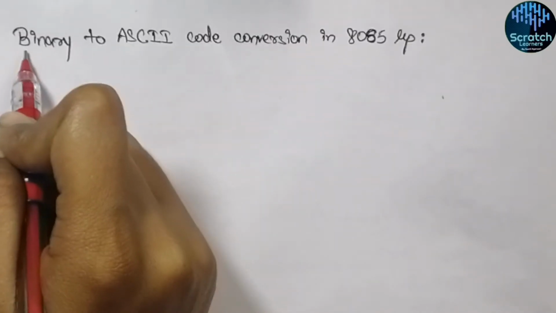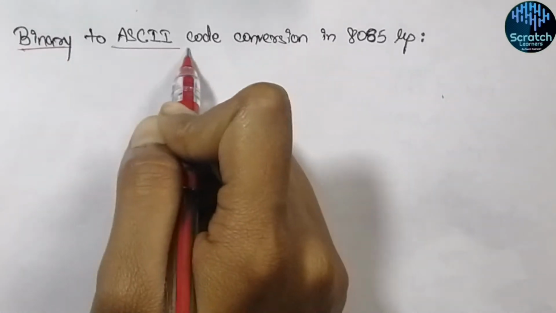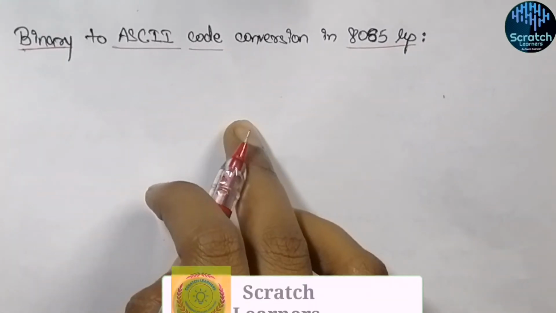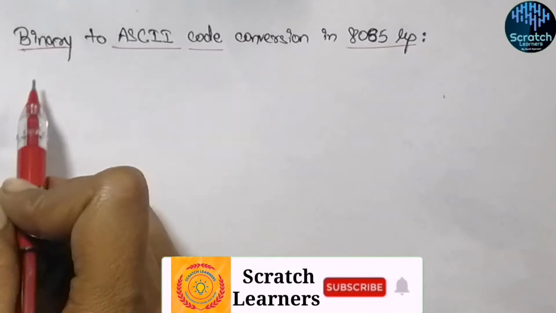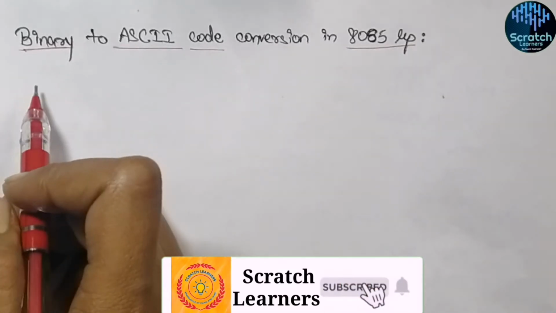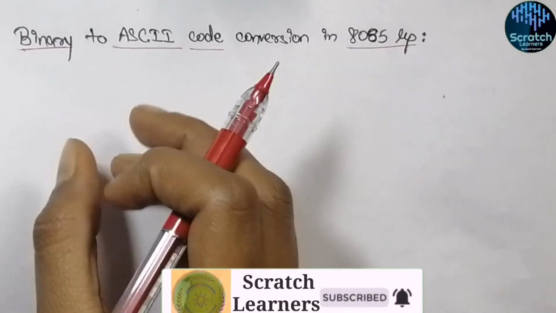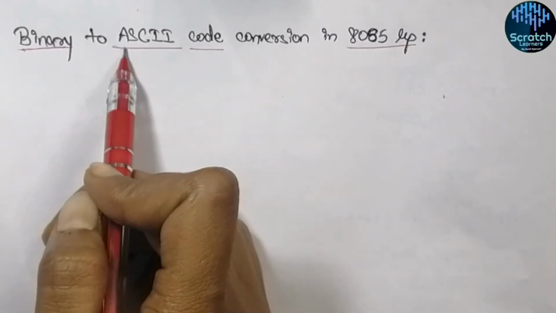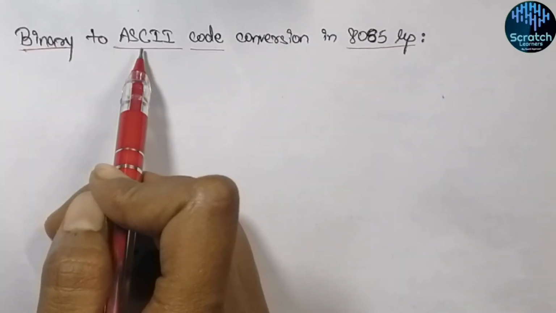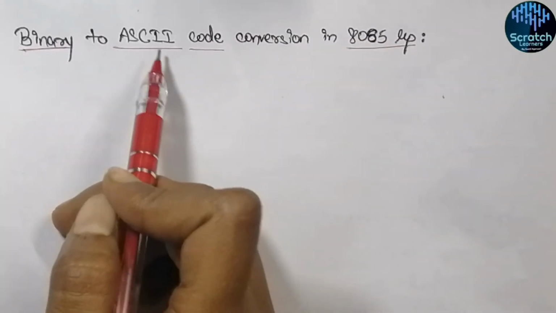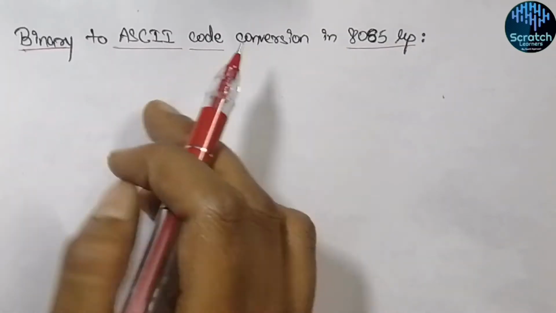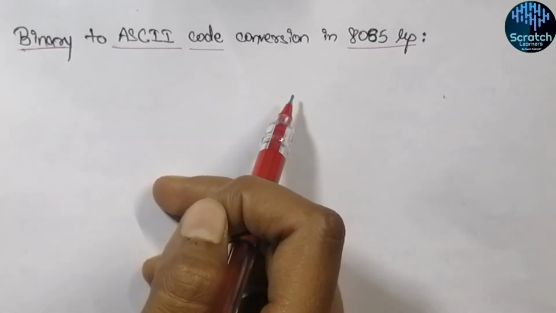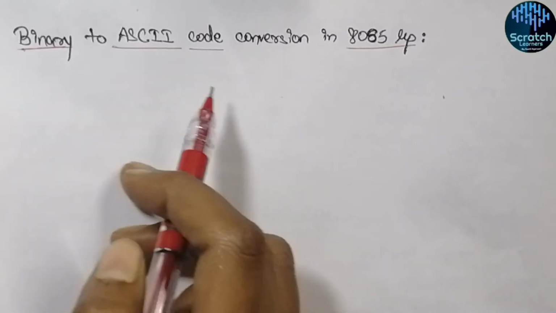So our today's topic is binary to ASCII code conversion in 8085 microprocessor. That means we will be fetching an 8-bit binary number from some memory location, and we will convert that binary number into its equivalent ASCII code, and then we will store that output into some other memory location. So how will we be doing that?